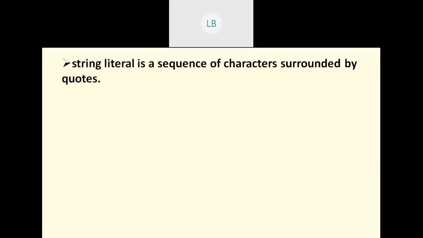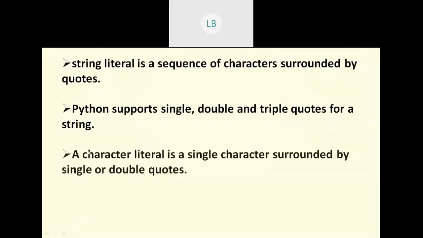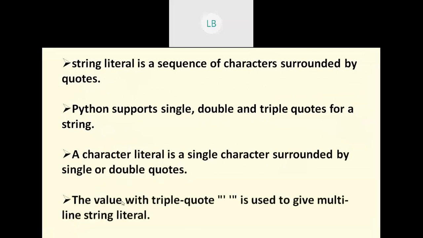The next one, string literal. What is a string, children? Set of characters. String is nothing but a set of characters. Then string literal, it is a sequence of characters surrounded by quotes. Python supports single, double and triple quotes for a string. I'll give you an example for this. A character literal is a single character surrounded by single or double quotes. The value with a triple quote is used to give a multi-line string literal.